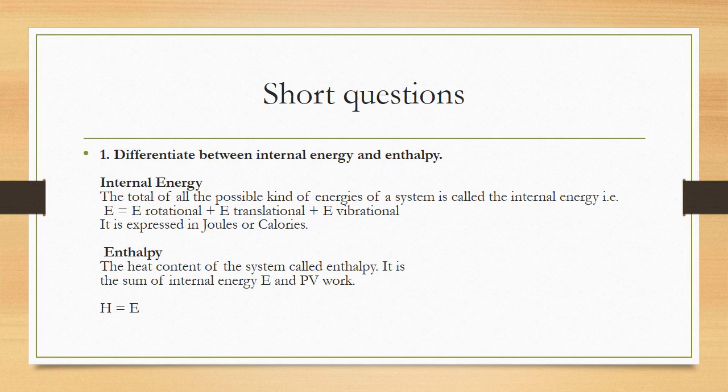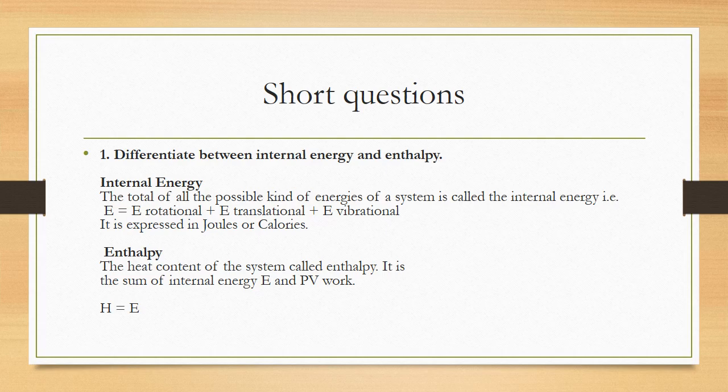The next topic is: what is enthalpy? The question always arises: what is the difference between heat and enthalpy? Enthalpy is another term in the thermochemistry chapter. It relates to the total heat content of the system. Now, how is the total heat content of the system represented? It is represented as H is equal to E plus PV.